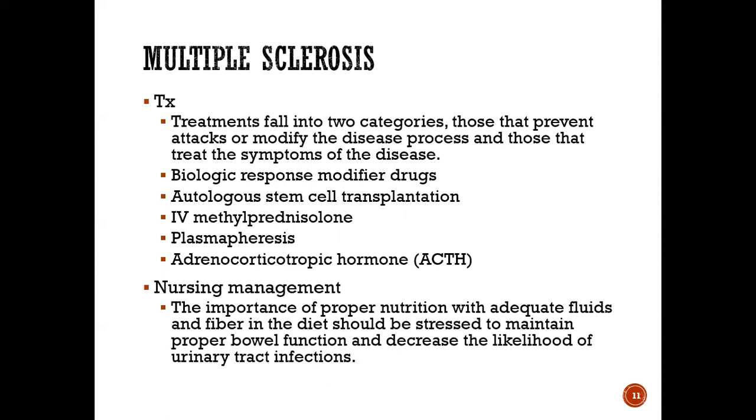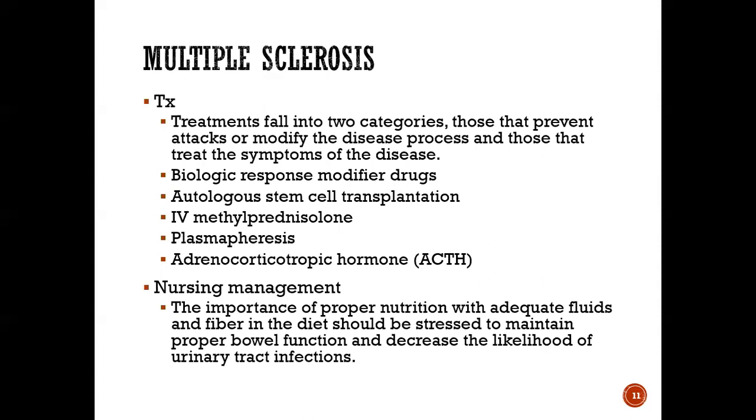Well, we can either give a treatment that's going to prevent attacks or modify the disease process, or we can give a medication that will treat the symptoms of the disease. So things like biologic response modifier drugs and stem cell transplants and such are going to prevent attacks and modify the disease process. Whereas medications like methylprednisolone and plasmapheresis, potentially even ACTH hormone, are going to help treat the symptoms.